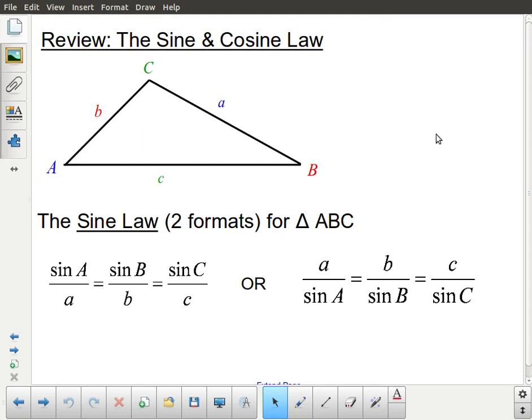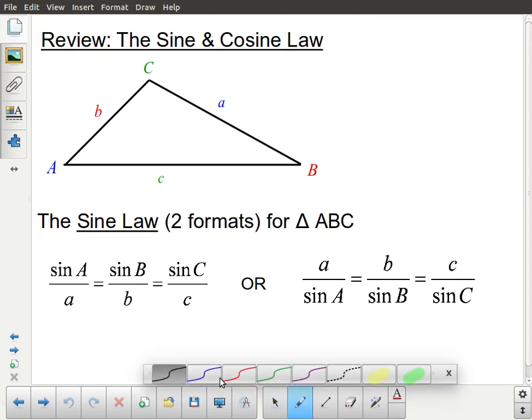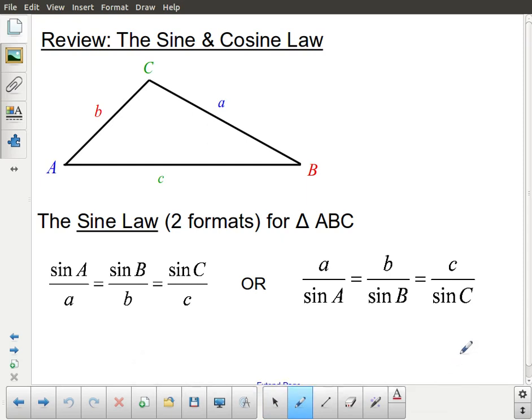When we want to deal with the sine law and cosine law, that's going to be when we are asked very specific questions dealing with non-right triangles. If you have a question that is dealing with a right triangle, you should be using right angle trigonometry. Okay, so keep that in mind.